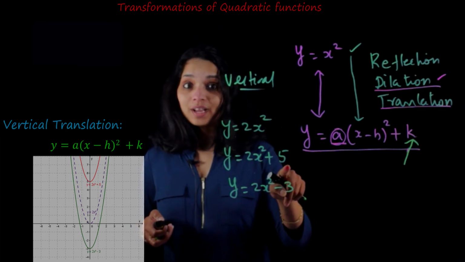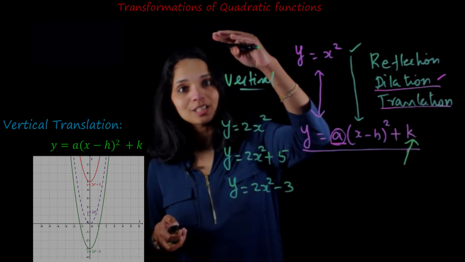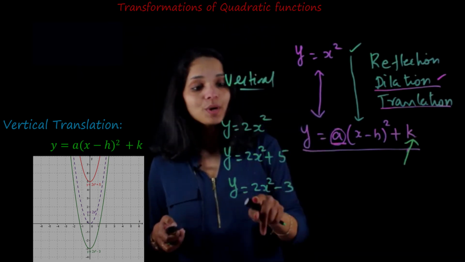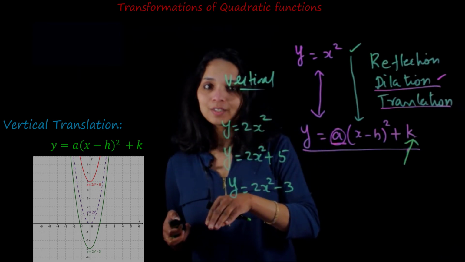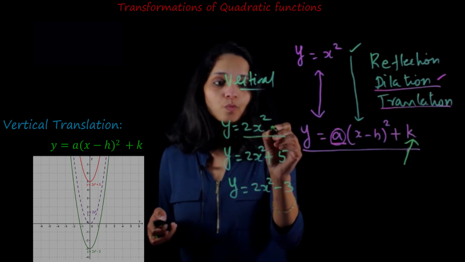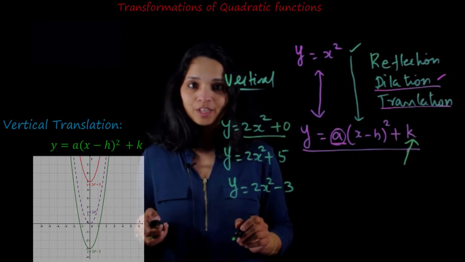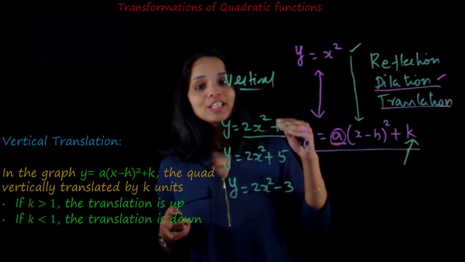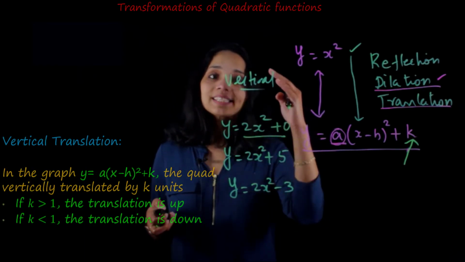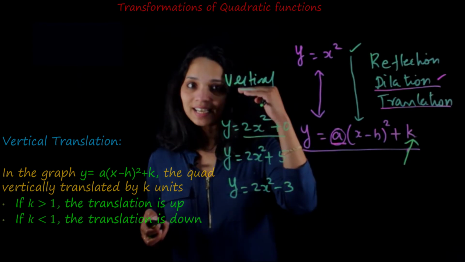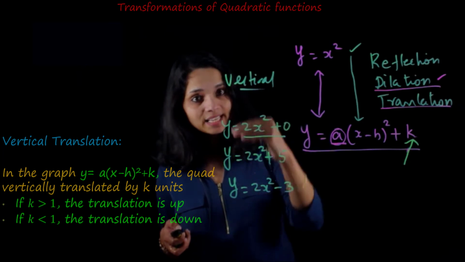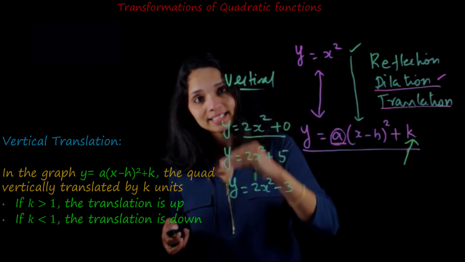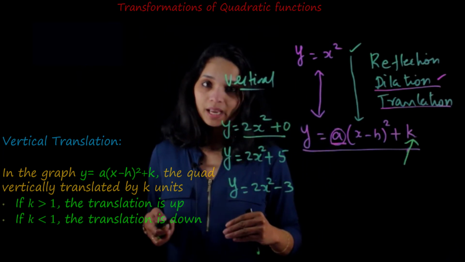2x² + 5 is translated upwards by 5 units, and 2x² − 3 is translated down by 3 units, compared with this one where k equals 0. So k determines the vertical translation. If k is greater than 0, it's translated up by that many units, and if k is less than 0, it's translated down by that amount.